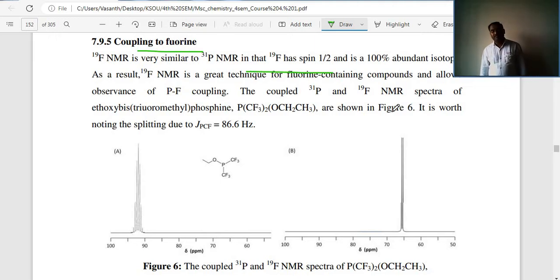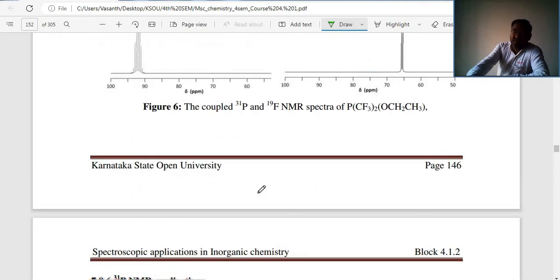The coupled phosphorus-31 and fluorine-19 NMR spectra of the epoxide are shown in that figure. It is worth noting the splitting due to the JPCF coupling.